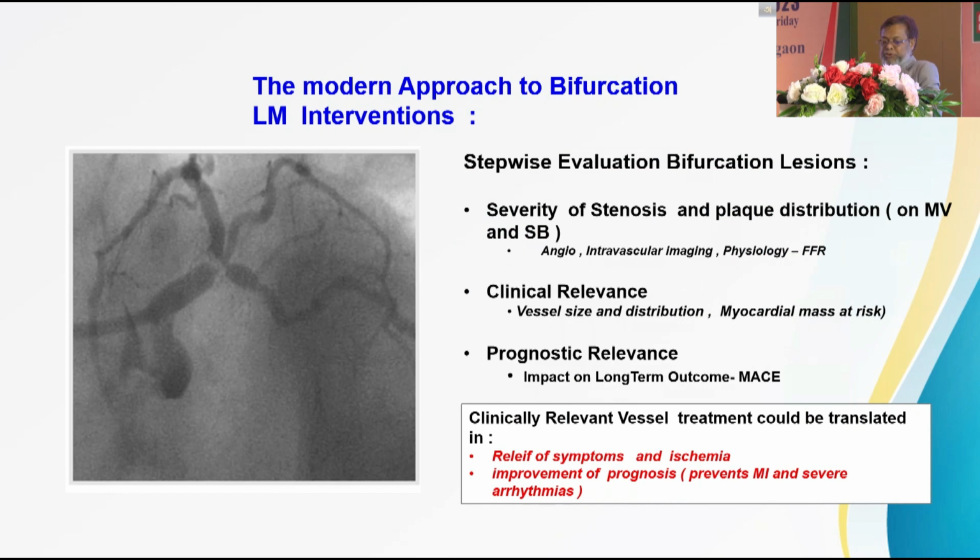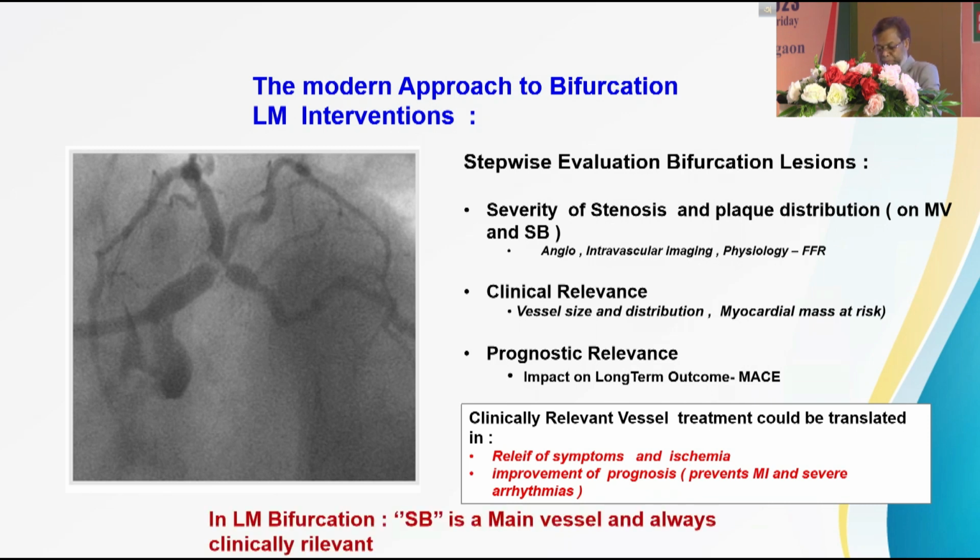The modern approach to bifurcation LM interventions: stepwise evaluation of bifurcation lesions, severity of the stenosis and plaque distribution, clinical relevance, prognostic relevance. Clinically relevant vessel treatment could be translated into relief of symptoms and ischemia, improvement of prognosis, and prevention of MI and different types of arrhythmia. In LM bifurcation, the side branch many a time is a main vessel.